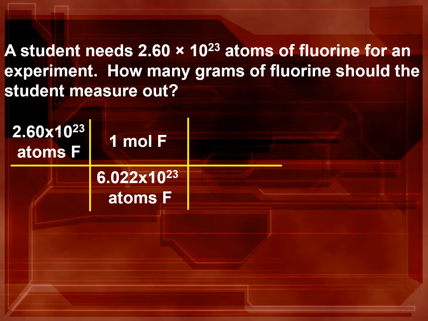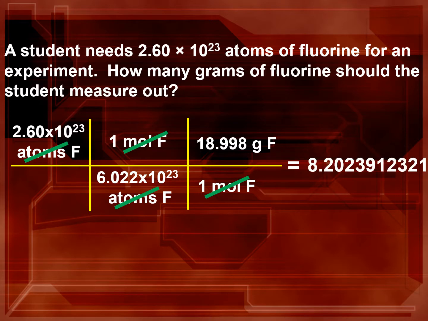But we're still not to grams. We need the molar mass. So we're going to put 1 mole of fluorine on the bottom, and the molar mass of fluorine, 18.998 grams of fluorine on top. So what cancels now? Well, it's several things. Atoms of fluorine on top cancels with atoms of fluorine on bottom. Moles of fluorine on top cancels with moles of fluorine on bottom. It leaves us with just grams of fluorine for our answer.